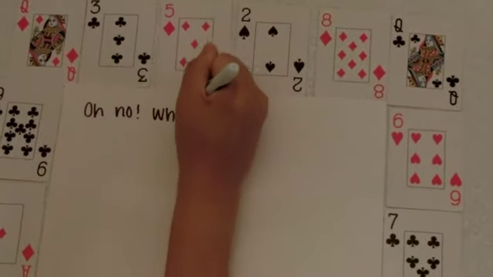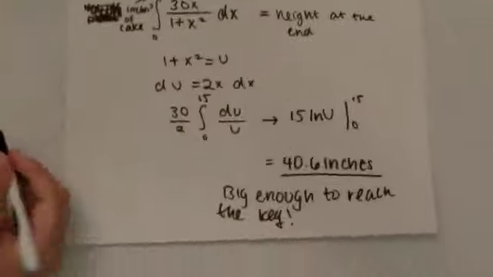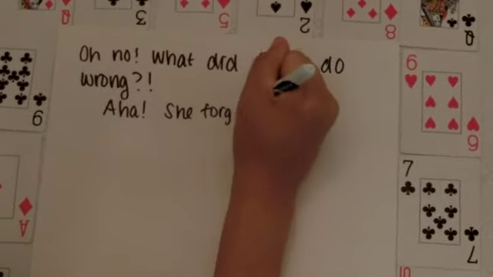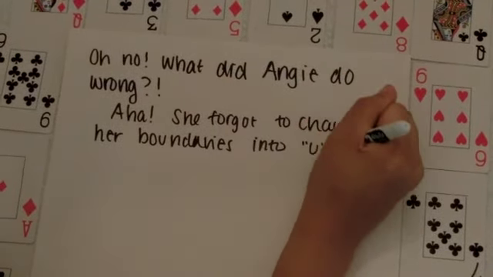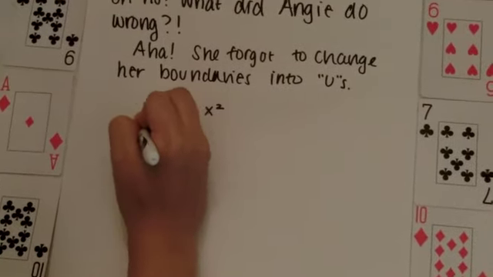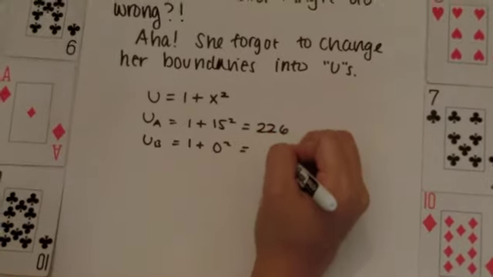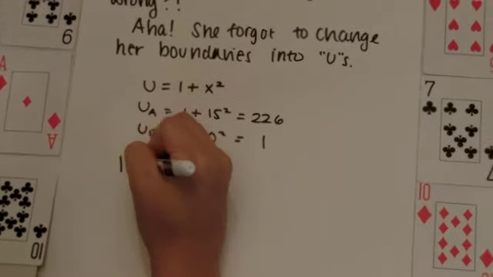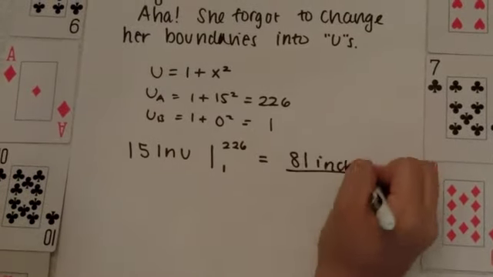Oh no, what did Angie do wrong? Aha, she forgot to change her boundaries when she converted everything to u. So now u actually equals 1 plus x squared. So if we sub in 15 and 0, we get that the actual boundaries are 226 and 1. So now plugging it into the equation, we get that she actually becomes 81 inches. She's way too big.